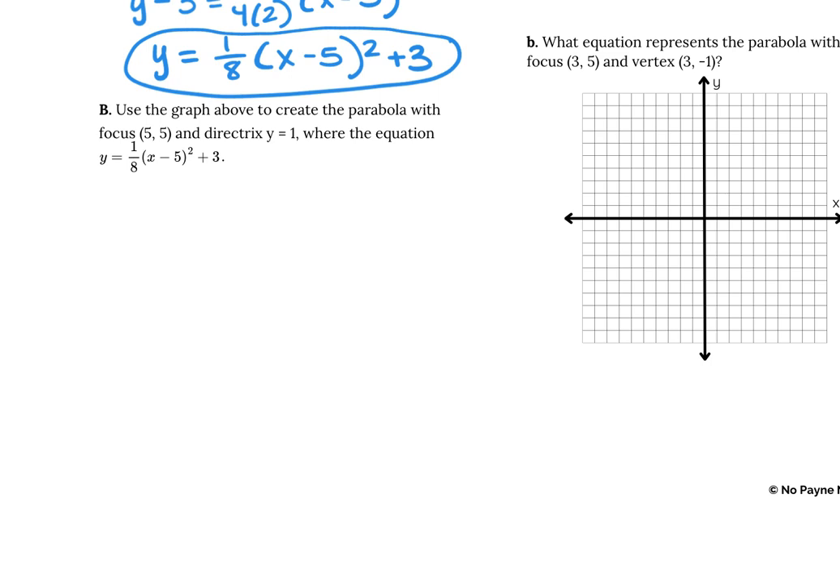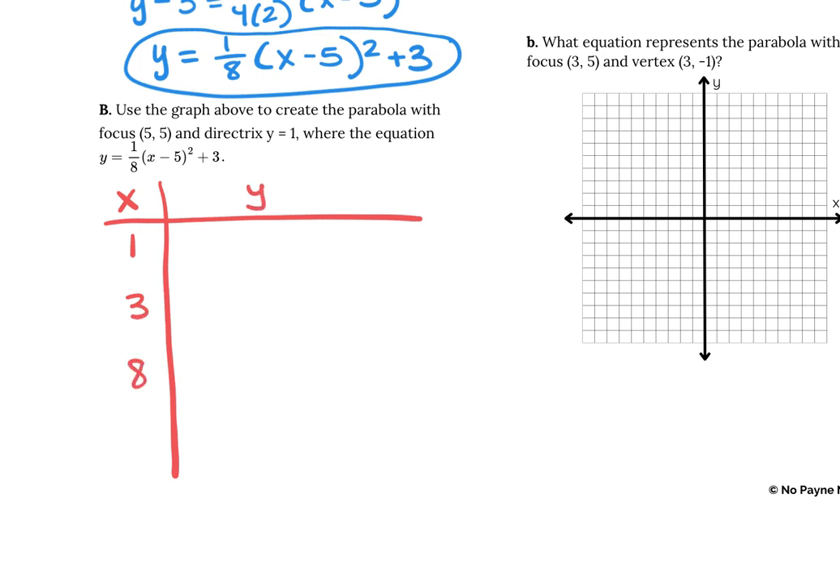So I want to find some additional points. So I'm just going to pick a couple of x points. So 1, 3, and 8. And then we're just going to plug those x points into our y equation. So my x is 1 minus 5. Okay, once we're done with that, we will solve it to find x and y. I'm going to go ahead and write out the rest of these first.